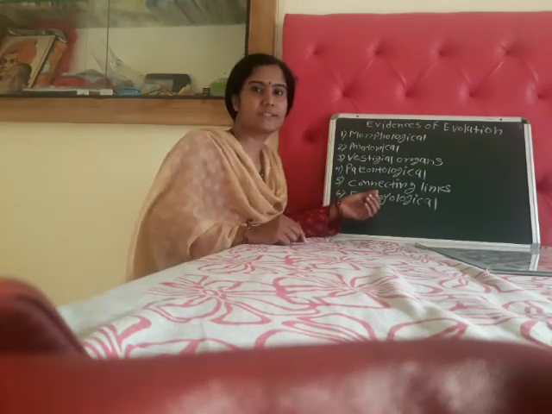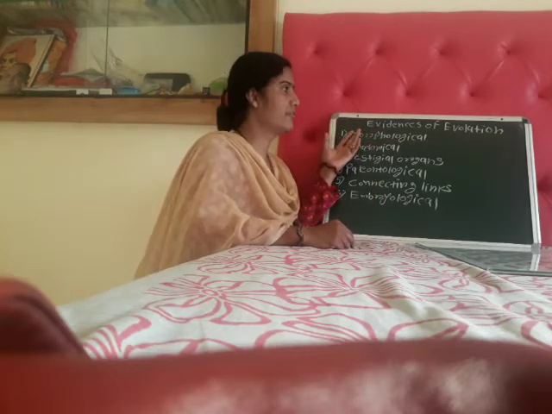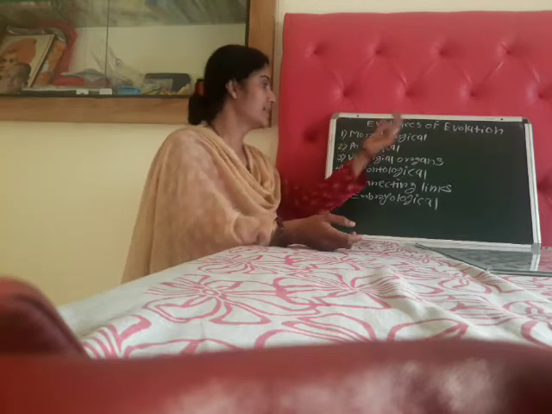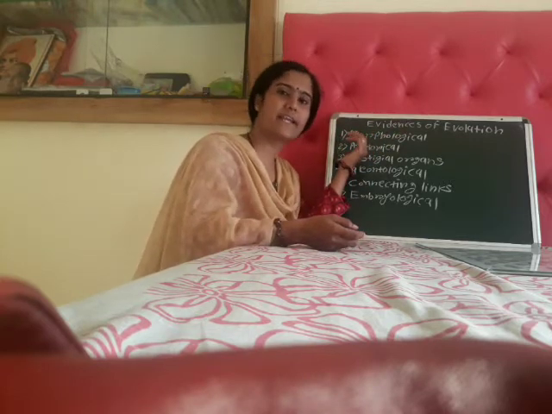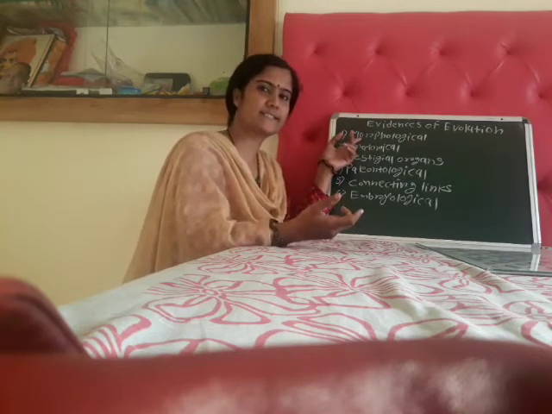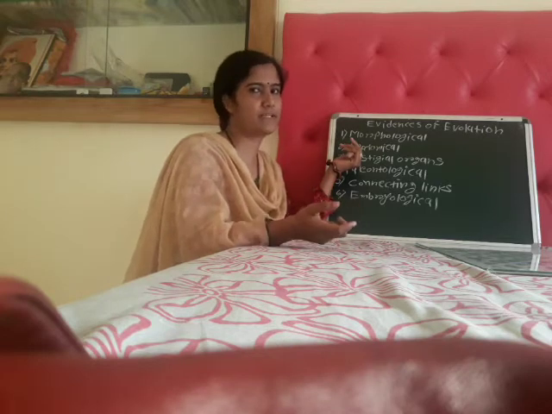Good morning, students. In the last period, we started the evidences of evolution. In that, we already learned two evidences: the morphological evidences and anatomical evidences. Morphological means external characters of animals and plants, and anatomical means internal characters of animals and plants.